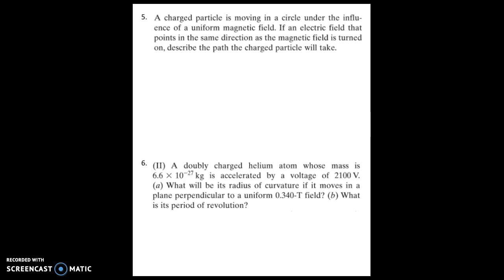Question number 6 is: a doubly charged helium atom whose mass is 6.6 times 10 to the negative 27th kg is accelerated by a voltage of 2100 volts. What will the radius of curvature be if it moves in a plane perpendicular to a uniform 0.340 Tesla field? And what is its period of revolution? So for this, I did write out the equations.